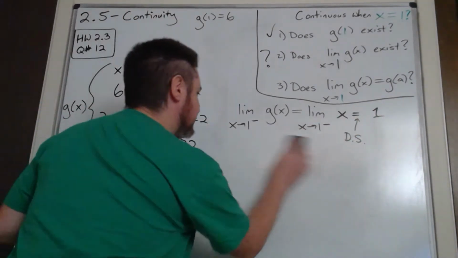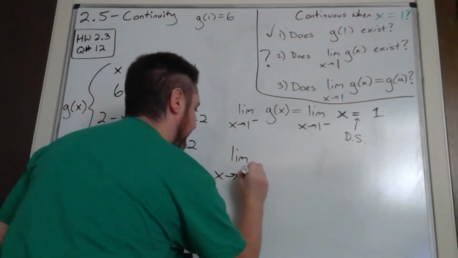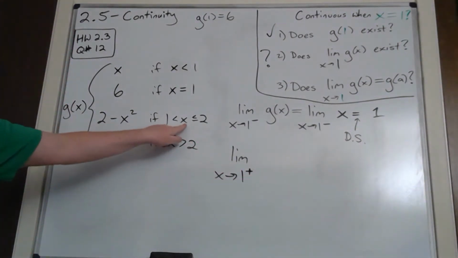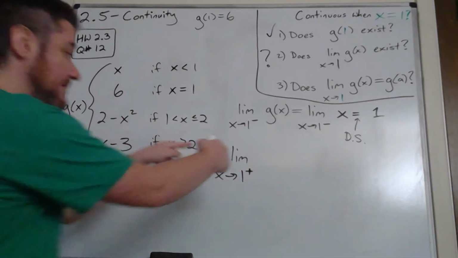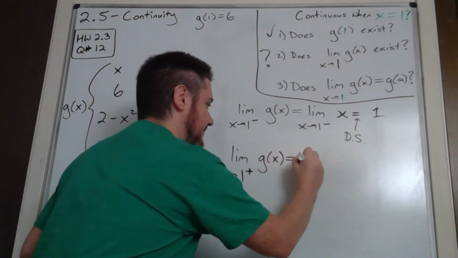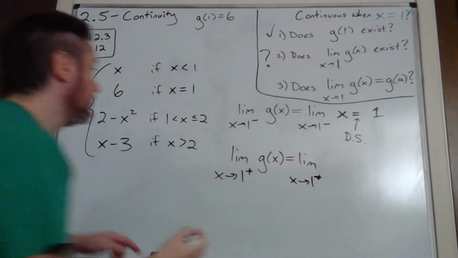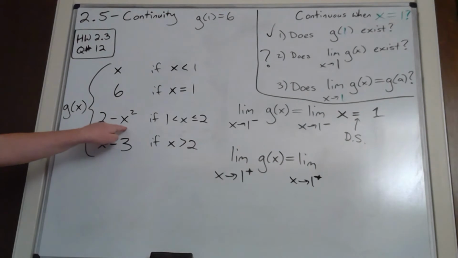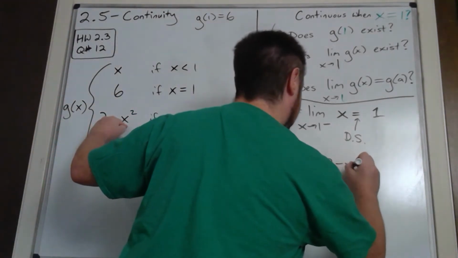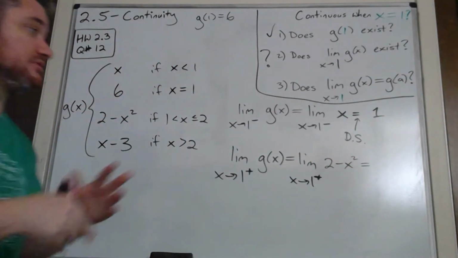So let me do the same thing for the right-hand side, and hopefully this will make sense. The limit as x approaches 1 from the right, or from 1 plus a little bit, means these values right here, when x is larger than 1. So the limit as x approaches 1 from the right of our function g means the same thing as the limit as x approaches 1 from the right of the rule for those particular x values directly to the right of 1. And that's going to be evaluated by 2 minus x squared. Alrighty, and then we'll do direct substitution there.